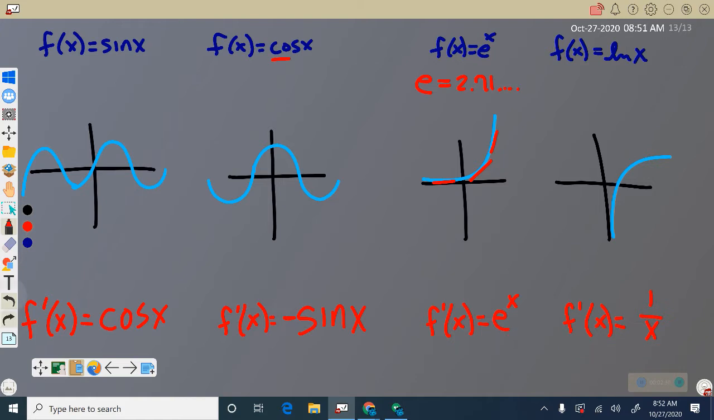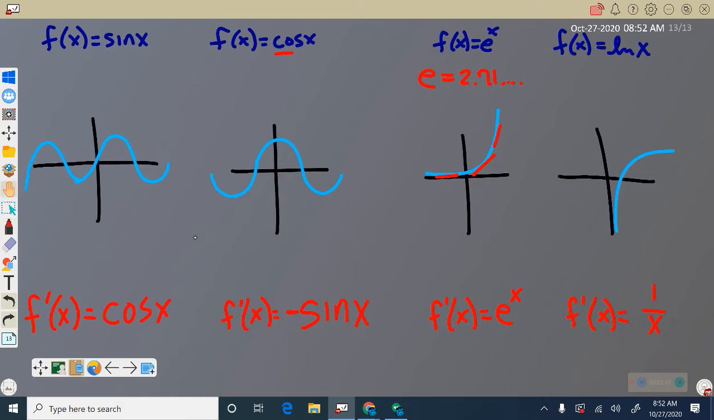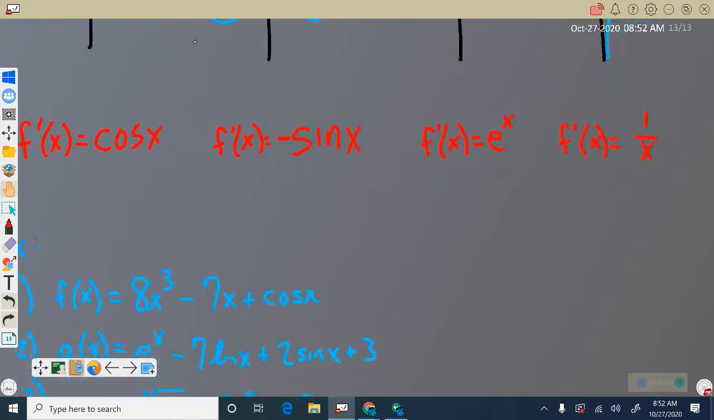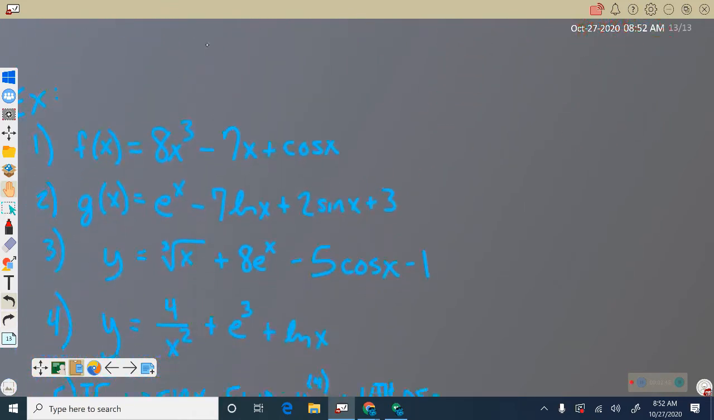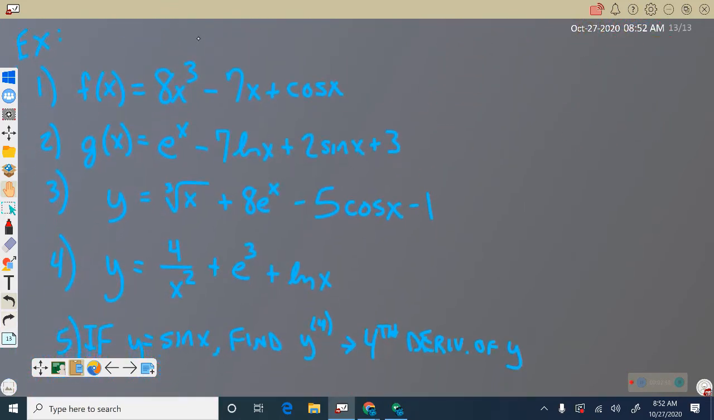Okay, so those are the four that you just have to know. There's no real special trick or anything to it. You just need to know those derivatives. So let's take a look at some examples here and see if we can find the derivatives of all these, and we'll mix in some of our old stuff here as well.